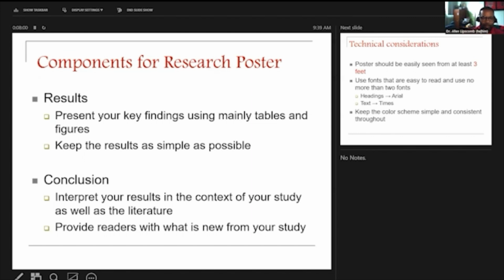Conclusion. Interpret your results in the context of your study as well as the literature, right? How does this contribute to the literature, right? What are some additional things that need to be explored or built upon, right? Maybe your study identifies some key findings that suggest further research should be done. You want to identify what that is in your conclusion section.